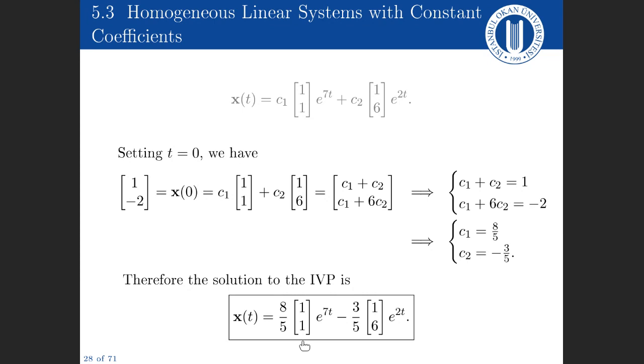When we choose eigenvectors, there are infinitely many correct answers. So that means there are infinitely many different ways to write down a general solution. But when we solve an initial value problem, once you've found the constants, that will remove the choices. You'll always get the same solution to an initial value problem.